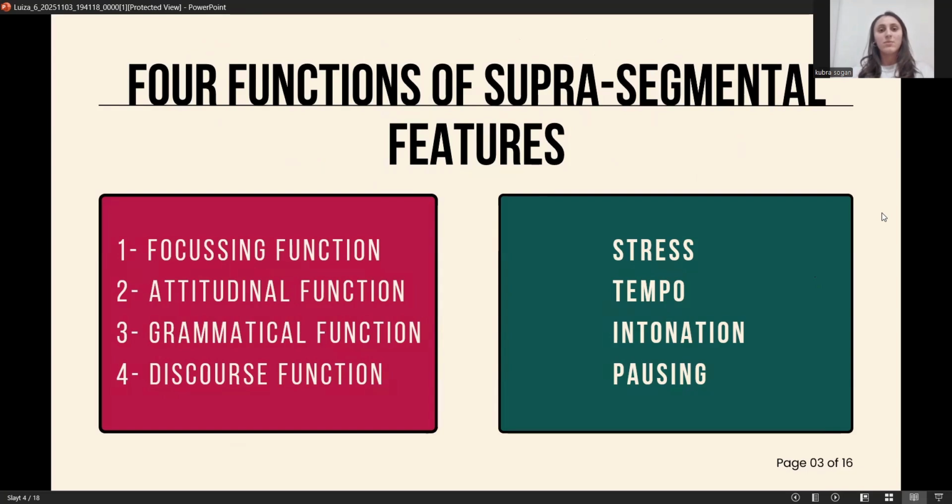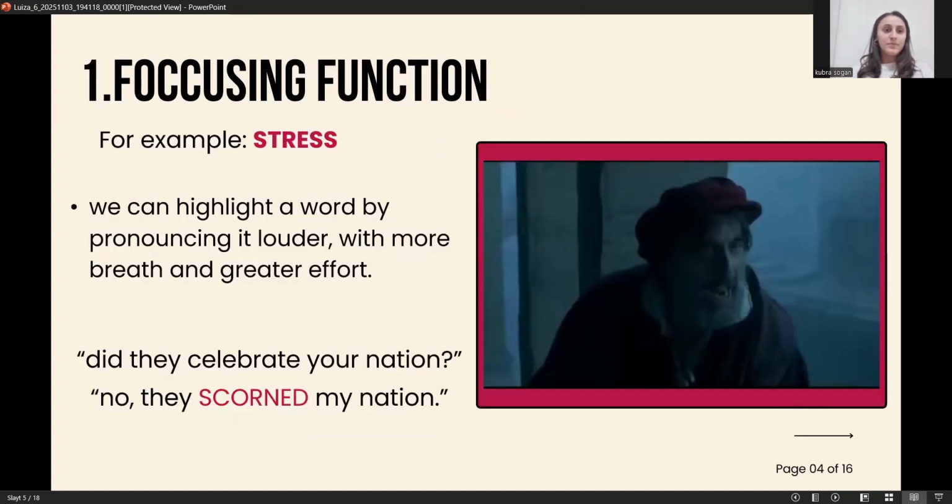And suprasegmental features have 4 functions: focusing function, attitudinal function, grammatical function, and discourse function. These functions can be shown through different features such as stress, tempo, intonation, and pausing. And first is focusing function.